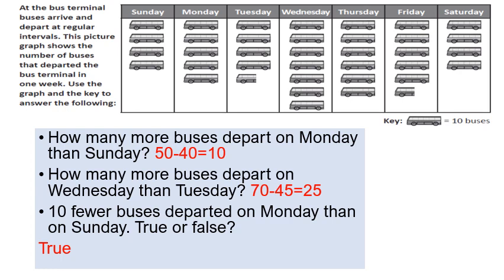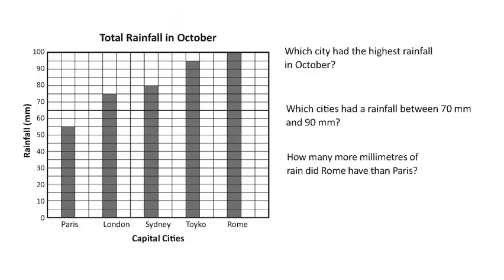Did you come up with any of the same? If not, just check your answers, look back on the graph, and well done for having a go. And here is a rainfall graph for October. And question 1 says, which city had the highest rainfall? This is a straightforward question, not a comparison, sum or difference. And you know it's Rome, because Rome, as you can see, had 100 millimeters of rainfall.